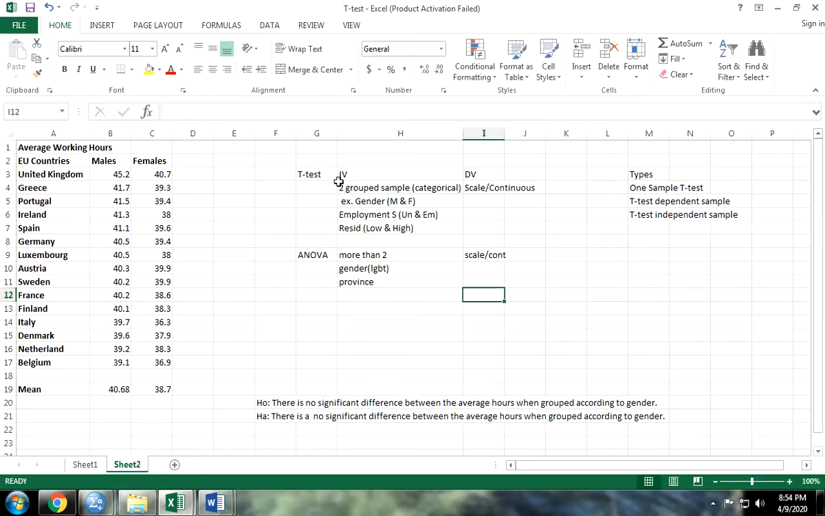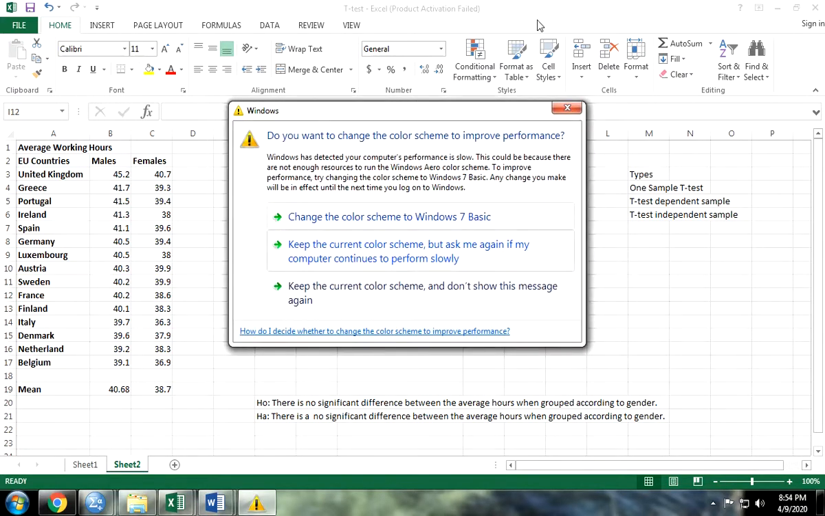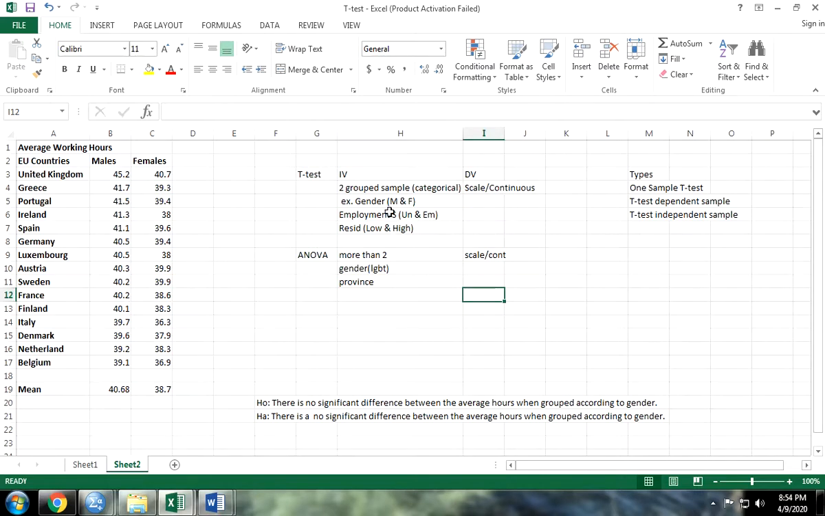So tandaan natin, t-test: 2 groups ang independent variable, tapos yung dependent variable natin should be scale. Pag ANOVA, dapat more than 2 yung groupings natin. Okay, so yan yung ANOVA natin.